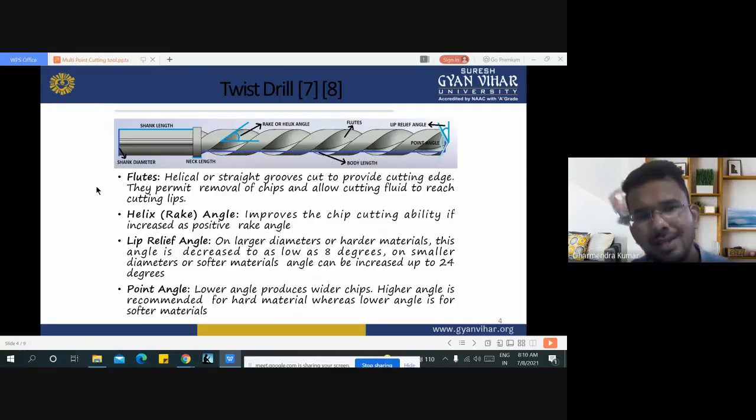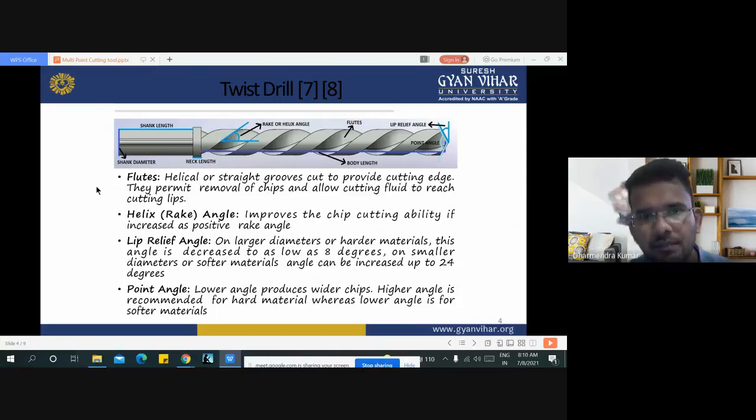Flutes are helical or straight grooves cut to provide cutting edges. They permit removal of chips and allow cutting fluid to reach the cutting lips. Helix or rake angle improves the chip cutting ability; if increased, it gives a positive rake angle.